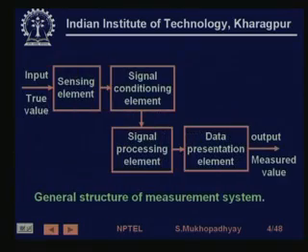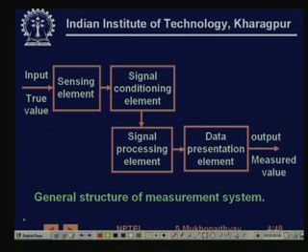So let's first look at the general structure of a measurement system. All measurement systems can be thought of as being made up of one or more of these blocks. Here we have the actual measurand, whatever signal we are trying to measure, pressure, temperature, that is the signal which is affecting the sensing element. So there is a sensing element.